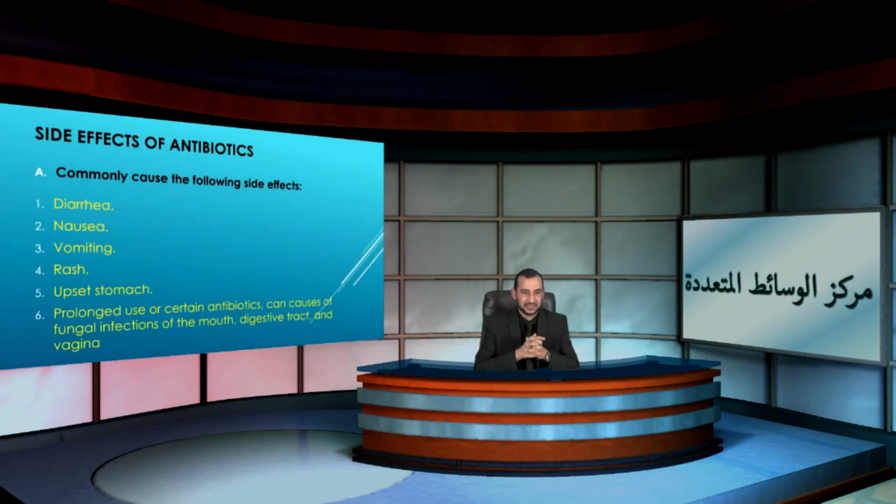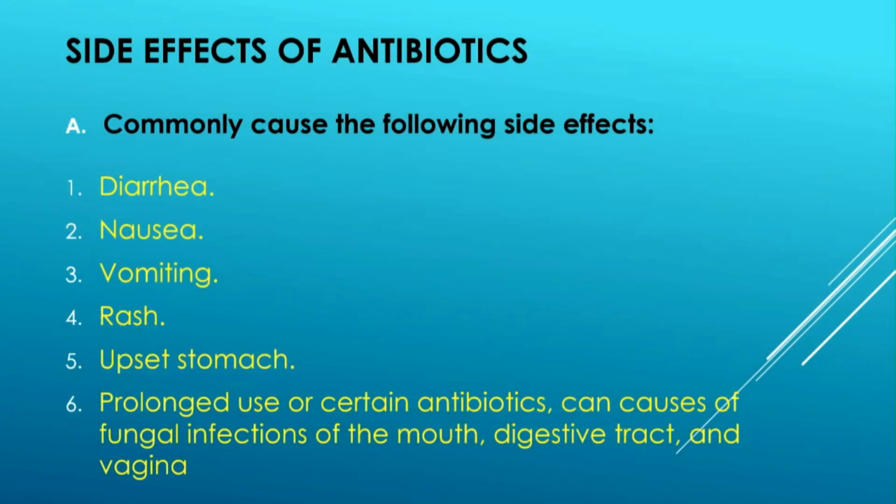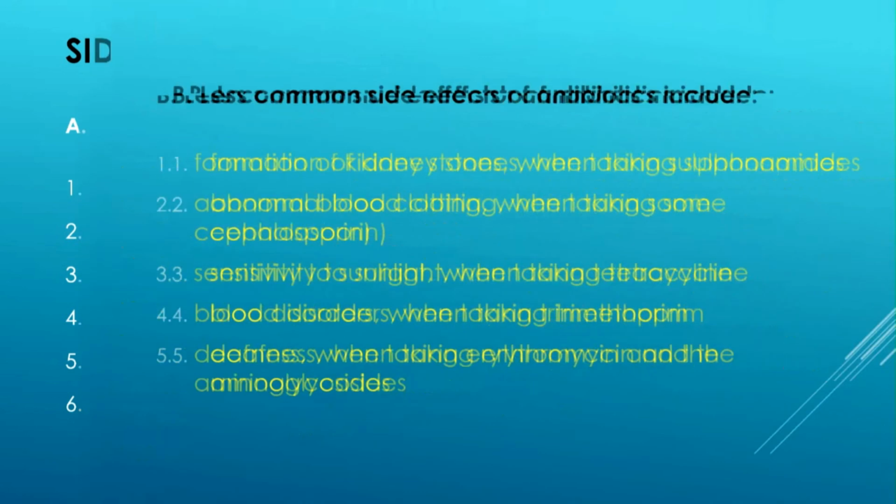Side effects of antibiotics. Commonly, the use of antibiotics causes several types of side effects. Commonly caused side effects are diarrhea, nausea, vomiting, rash, and upset stomach. The prolonged use of certain antibiotics can cause fungal infection of the mouth, digestive tract, and vagina.